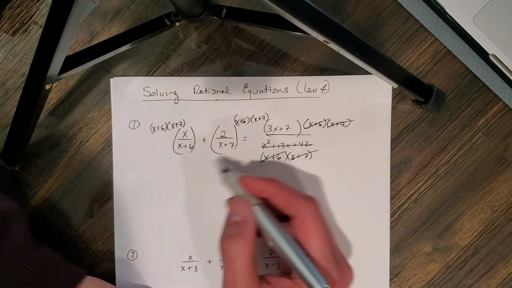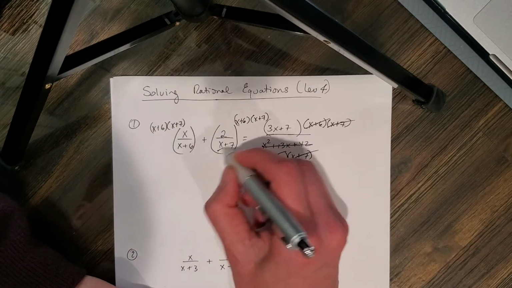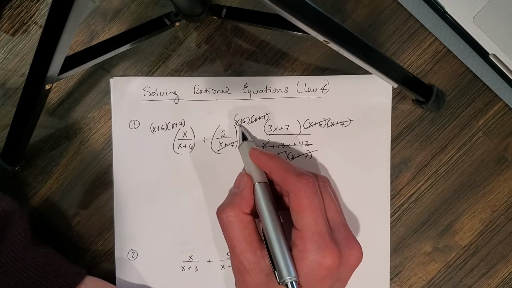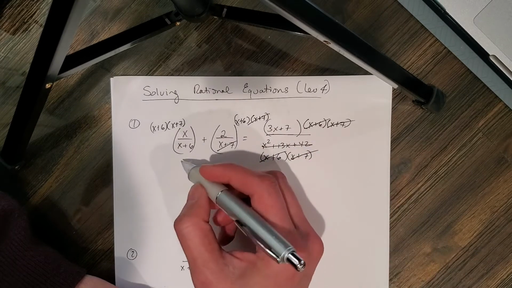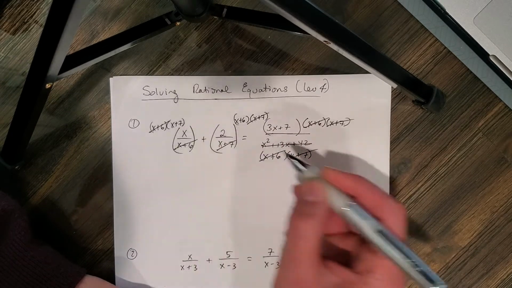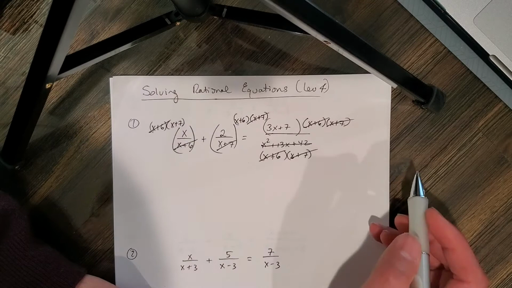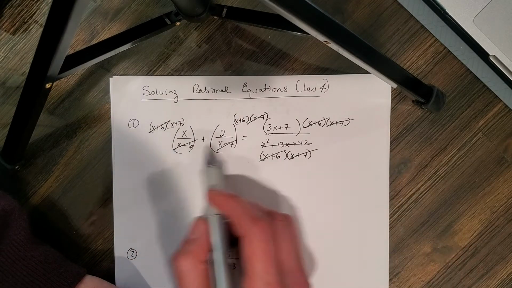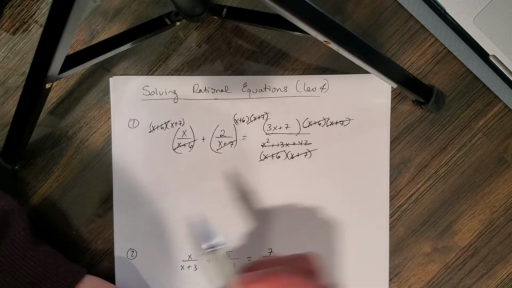Same thing's going to happen with these two. We're not going to have a fraction anymore. Notice here, x plus 7s are going to cancel out. We are left with the x plus 6, which we'll distribute in a moment. And then x plus 6 is canceled here. And so then we're left with the x plus 7 there. Okay, but the important thing is that we got rid of all the denominators so that we don't have to work with fractions.